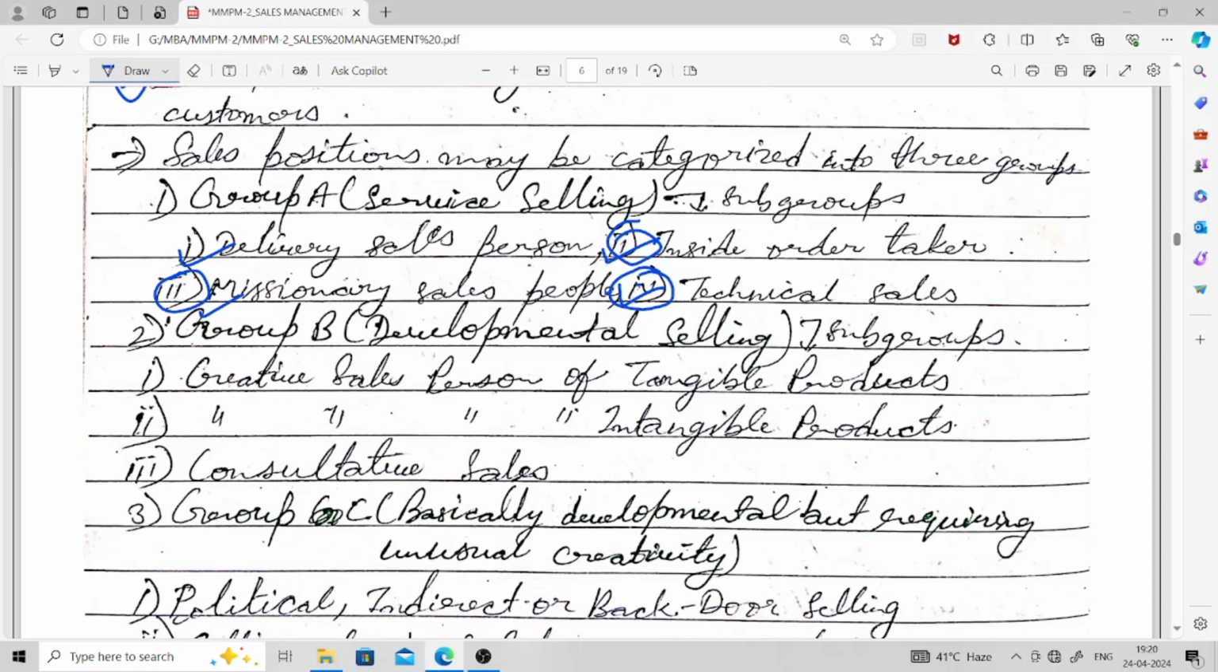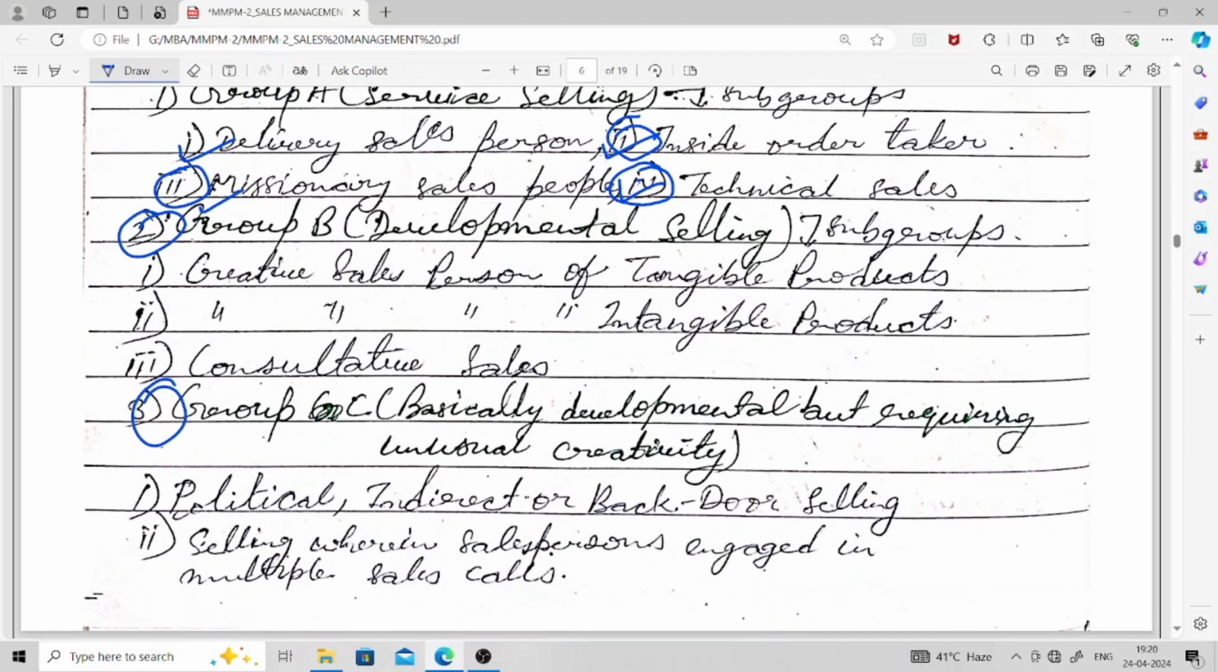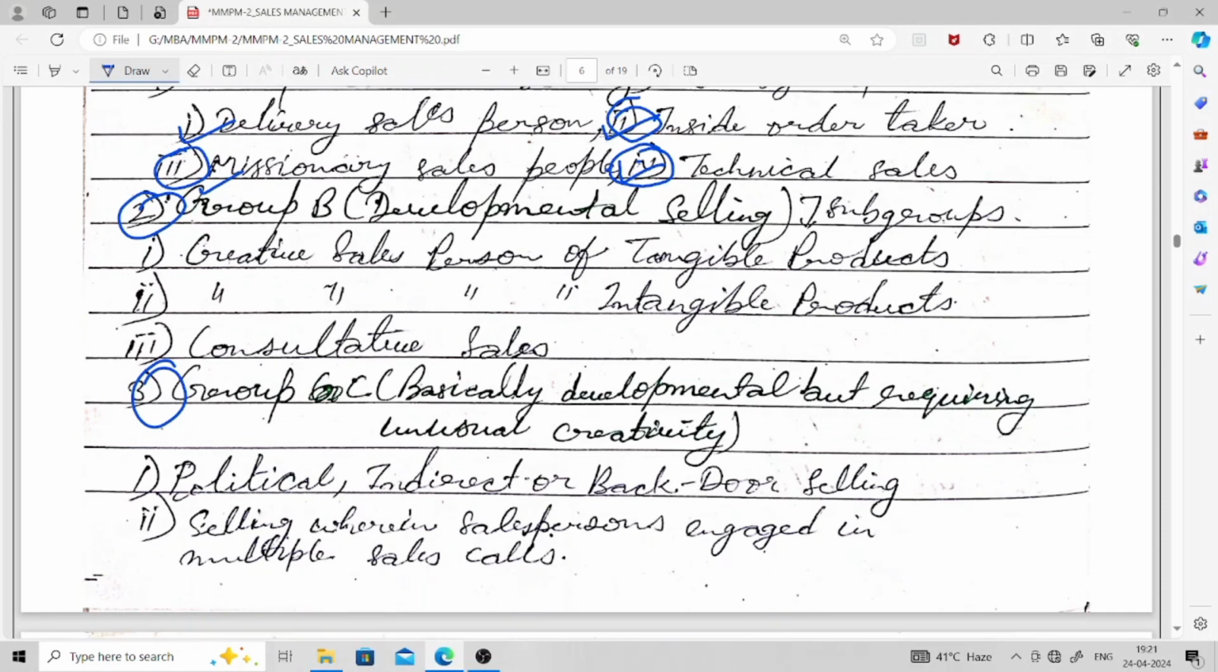Then you have group B, developmental selling. Subgroups are given: creative salesperson of tangible products, creative salespeople of intangible products, and consultative sales. So that's about developmental selling. Then there is group C, basically developmental but requiring unusual creativity. Creativity is required here at a very high level.